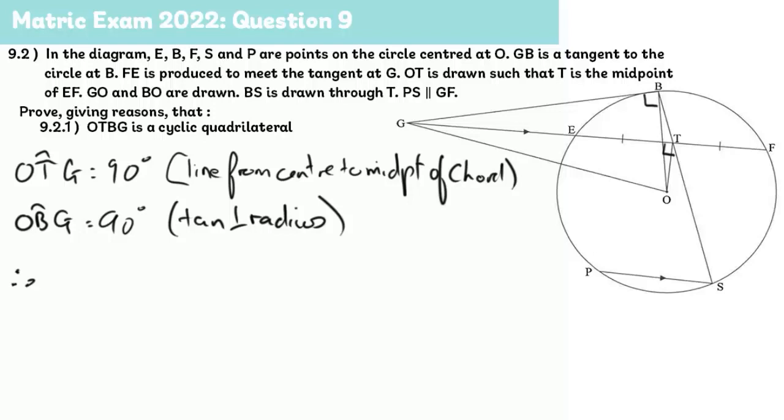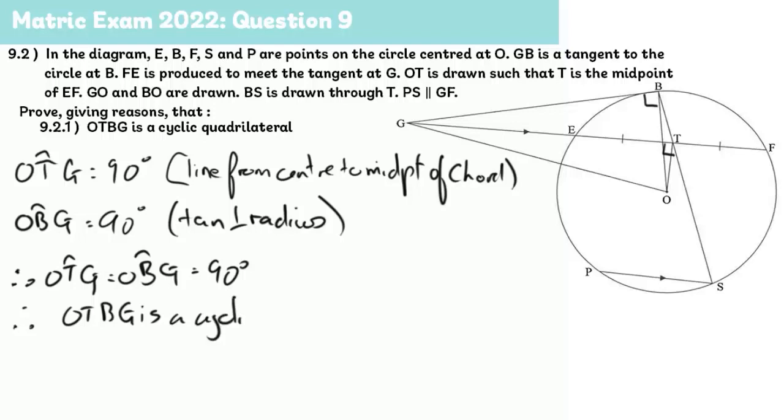therefore OTG is equal to OBG, which is equal to 90 degrees. Therefore OTBG is a cyclic quadrilateral. And the reason is line subtends equal angles.